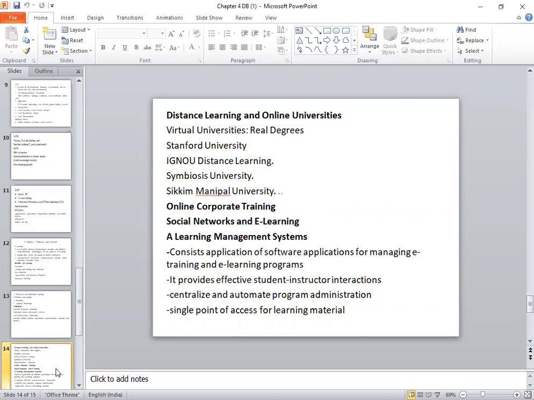Now through this online mode, it has become much easier for these universities to reach the candidates. I have taken some examples like Stanford University, IGNOU Distance Learning, Symbiosis or Sikkim Manipal University. Through the online mode, one can register for the courses and opt for e-learning mode. One can think of completing any course desired by the candidate, desired by the student. It depends upon the availability of the courses with reference to those universities.